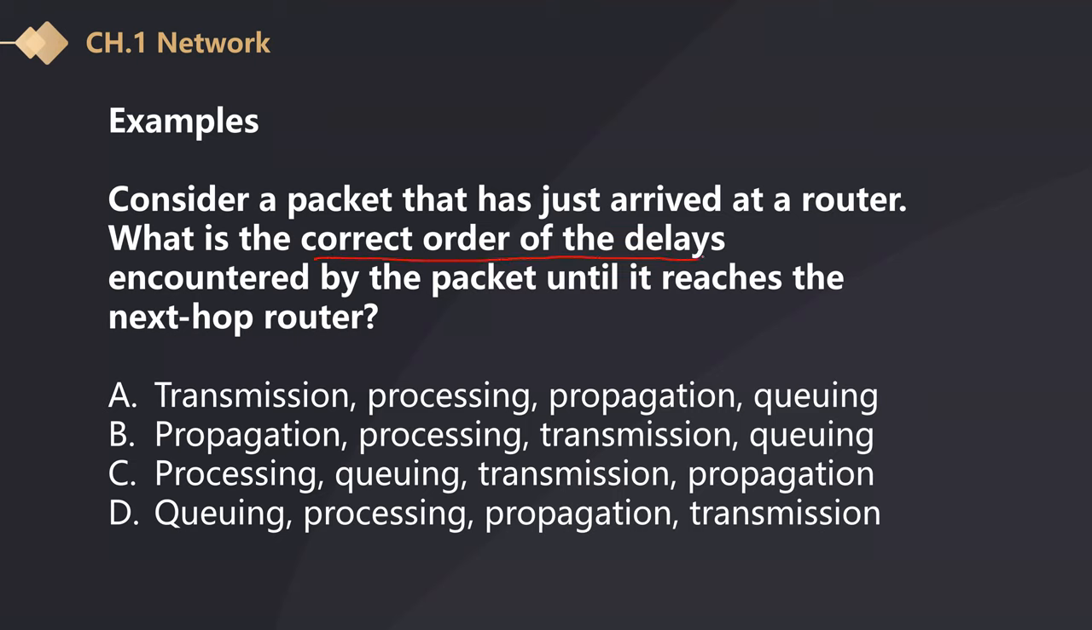What is the correct order of the delays? It comes to a router here. What will be the first delay when we arrive? It will be the processing delay, right? Because the router needs to read our packets. Inside the router, what will be the second delay? It will be the queuing delay, right? If the traffic is heavy, we may have a lot of packets inside the router and there will be queuing delay. The third one will be the transmission delay, because the router needs to send the packet out into the internet. And the last delay? Propagation, right? It will travel.